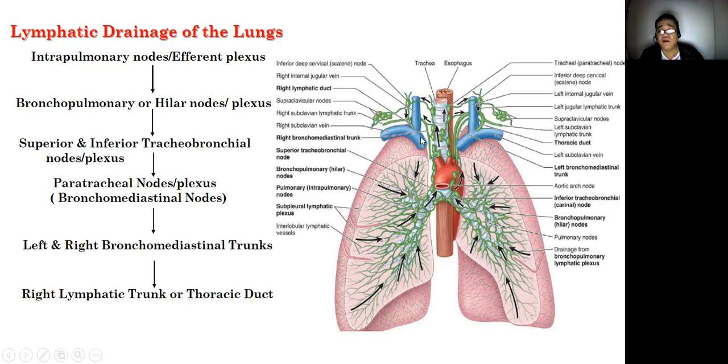So the right bronchomediastinal trunk will empty into the right lymphatic duct, and the left bronchomediastinal trunk will empty into the thoracic duct. This is about it.